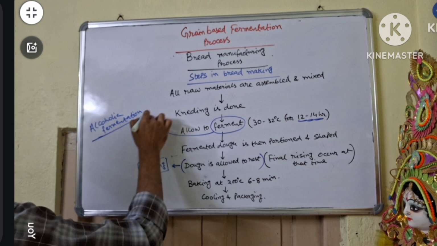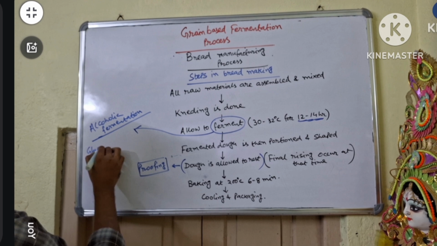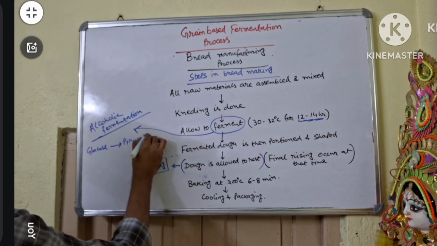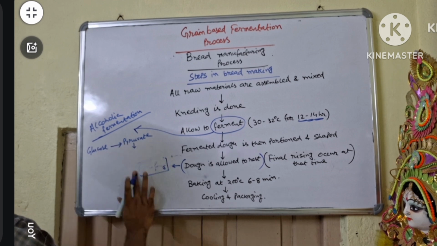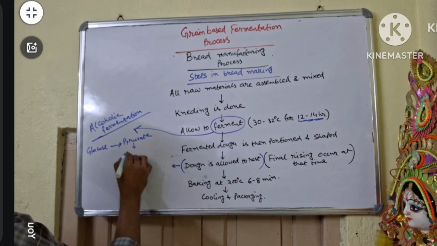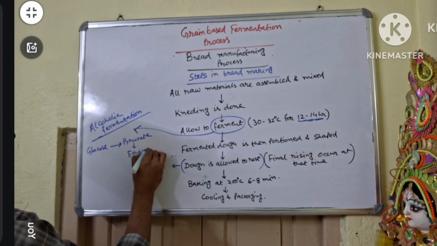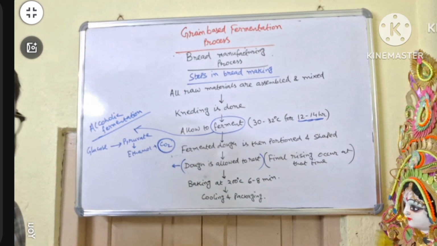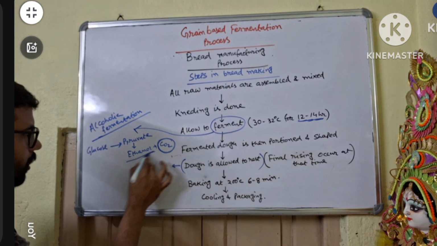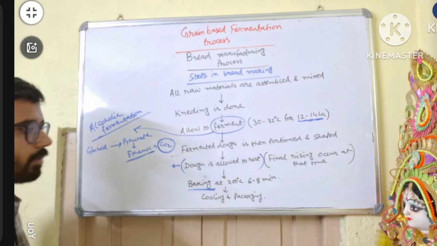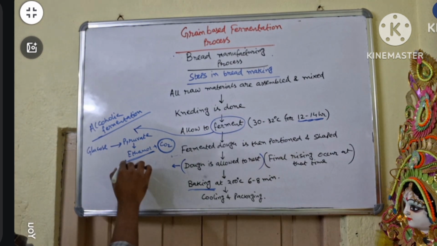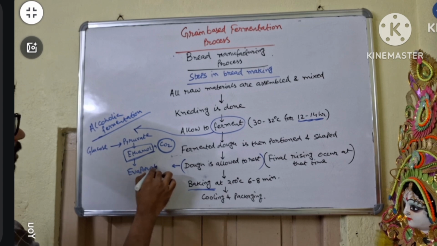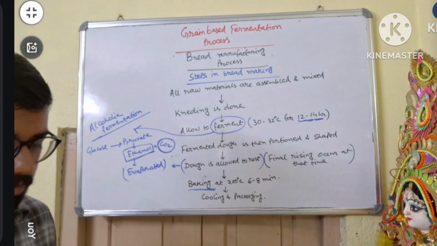And during alcoholic fermentation, the glucose converts into pyruvate, and pyruvate converts into ethanol and carbon dioxide. And that is important, this carbon dioxide. And the ethanol that is produced, after baking at 200 degrees centigrade, is evaporated. So no trace amount of ethanol is present inside the bread.